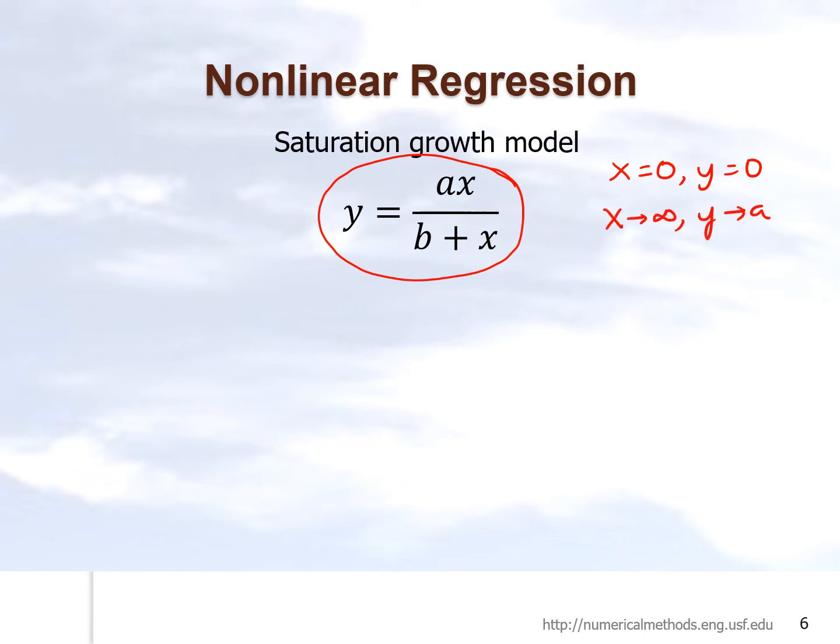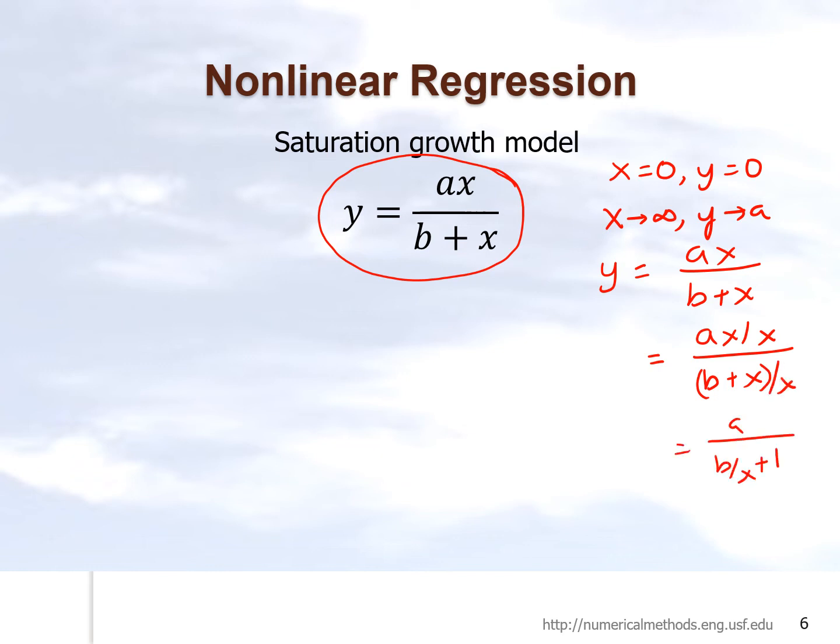And you can see that just by doing some calculations or some manipulation here. If I divide both the numerator as well as the denominator by x, I will get a divided by b by x plus 1. And you can see that as x approaches infinity, y will approach this value a. So that's the saturation growth model.